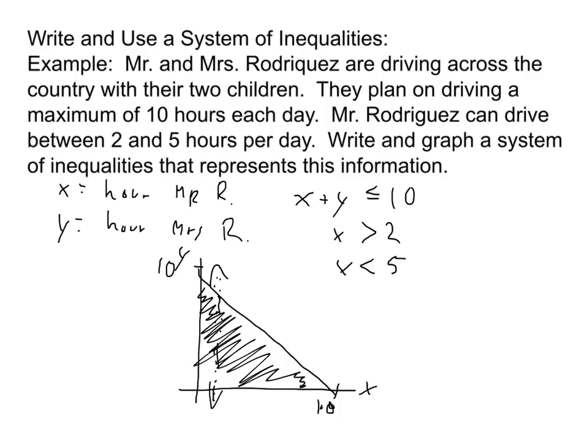So it's greater than 2, so I'm going to go to the right, but also at 5, there has to be another line here that's going to be less than. So I need to stay in between those two and stay in this region here, so I know my feasible region fits right inside here. So this feasible region, any combination of hours works for the Rodriguez family for driving, so they can do any combination that fits inside that region there.